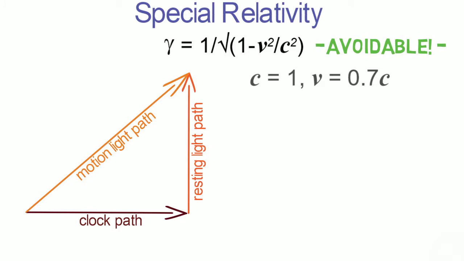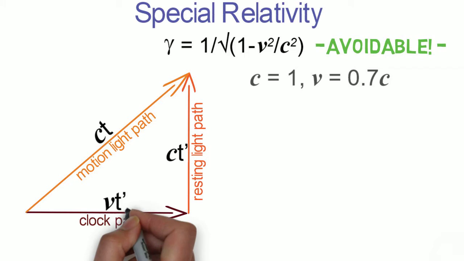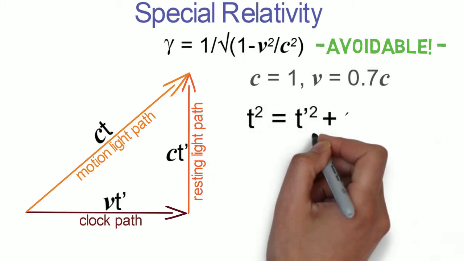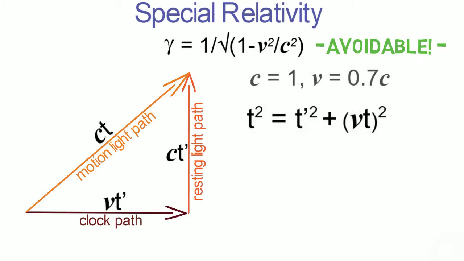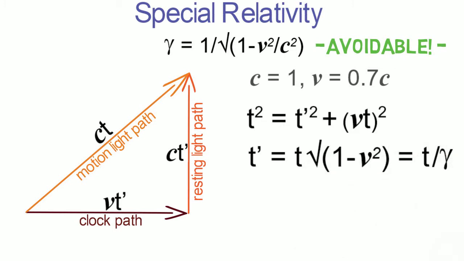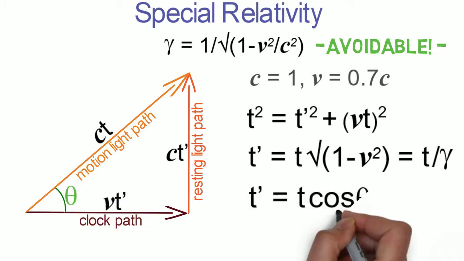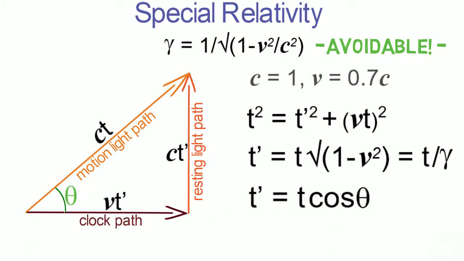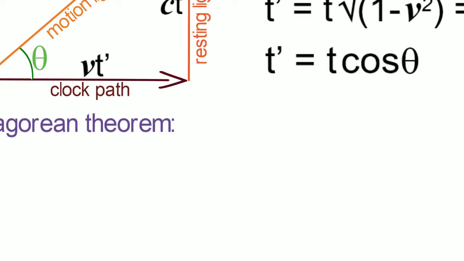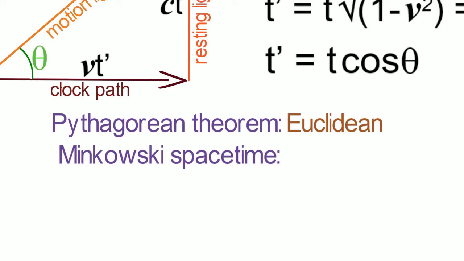Express v as fractional light speed, such as 0.7 c, and use Pythagoras. Then t squared equals t prime squared plus vt squared. Solving for t prime, we get the Lorentz transform for time dilation including gamma. But notice t prime also equals t cosine theta, which avoids gamma. This is not commonly used because the Pythagorean theorem applies to Euclidean geometry and Minkowski spacetime is non-Euclidean.